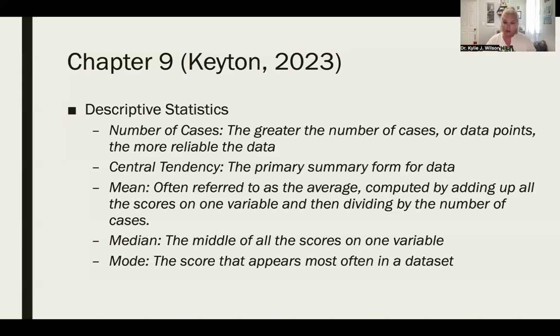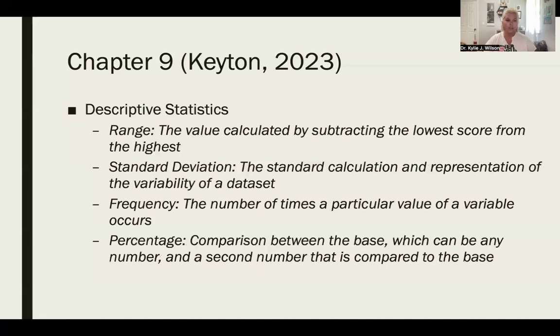The median is the middle of all of the scores of one variable, and then the mode is the score that appears the most often in that data set. We talk about range, and these, mean, median, mode, range, you probably learned back in 5th grade, so I'm going through them quickly. They're not the ones that typically trip people up. Range is the value calculated by subtracting the lowest from the highest.